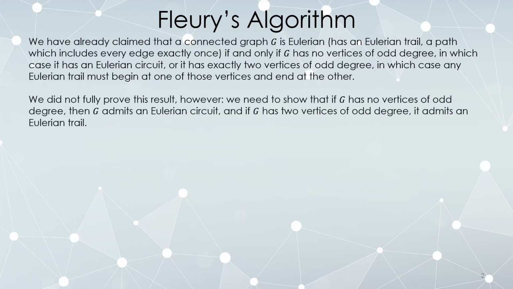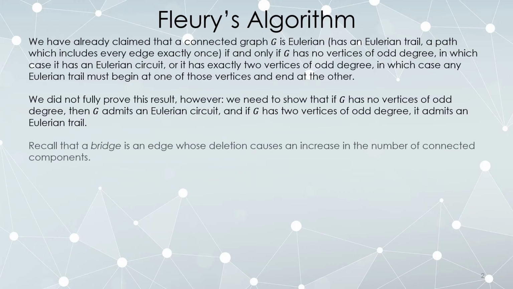We didn't fully prove this result, okay? What we still needed to show was that if G has no vertices of odd degree, it admits an Eulerian circuit, and if it has two vertices of odd degree, it admits an Eulerian trail. We showed that if it has more than two vertices of odd degree, it just doesn't have one. Now, a bridge, remember, is an edge that if you deleted it would disconnect two components of the graph from each other.